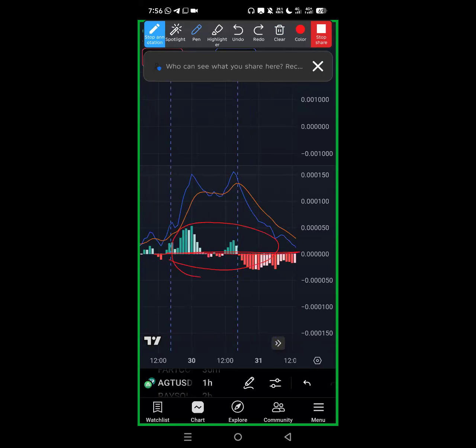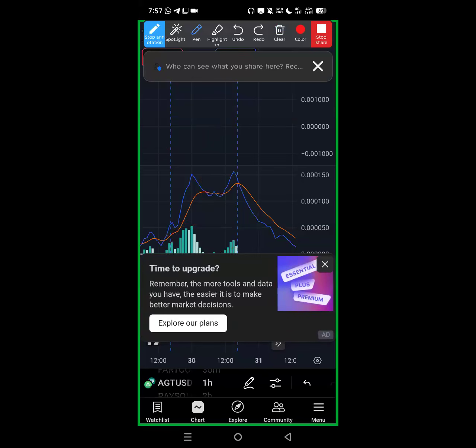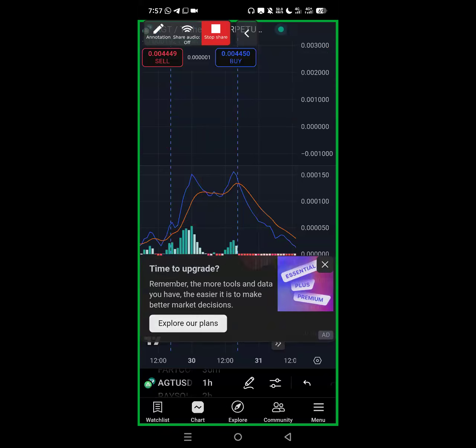Now, these histograms here are divided into two. If you see from the 0 mark, we have those histograms that are above the 0 mark, then we have histograms that are below the 0 mark. The histograms that are above the 0 mark are what we call the positive histogram. Then this other one are what we call the negative histograms, the histograms that are printed below the 0 line. Okay? Now, the interpretation of these histograms in showing momentum of the market is this.